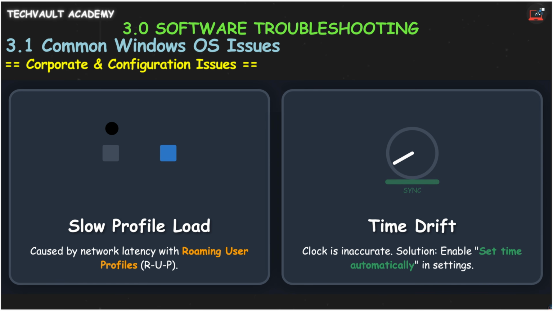And finally, time drift. A computer's clock will naturally become inaccurate over time. To fix this, just make sure Set Time Automatically is enabled in the Windows Time and Language settings so it can sync with a time server.